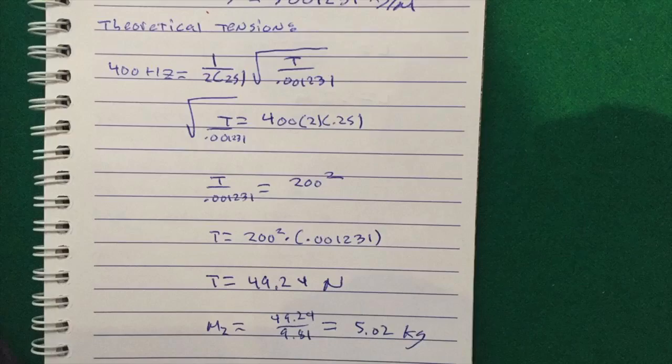We divided by 9.81 because when we did a free body diagram, we saw that tension was equal to mass times gravity. Therefore, that's why we did that. So the tension that we got was 49.24 newtons, and then when we divided by gravity, which is 9.81, we got a mass of 5.02 kilograms.